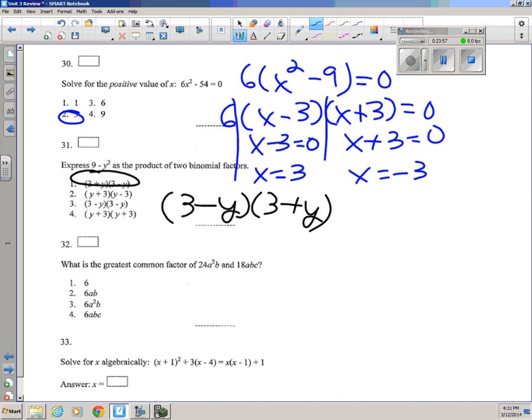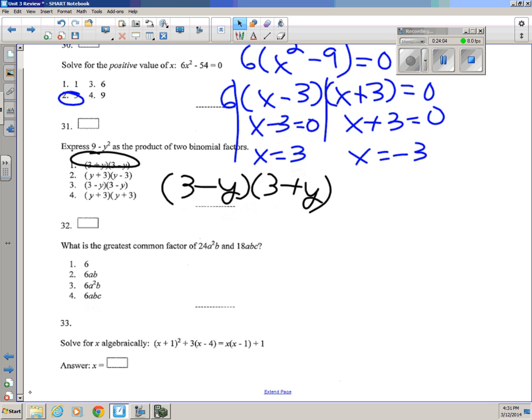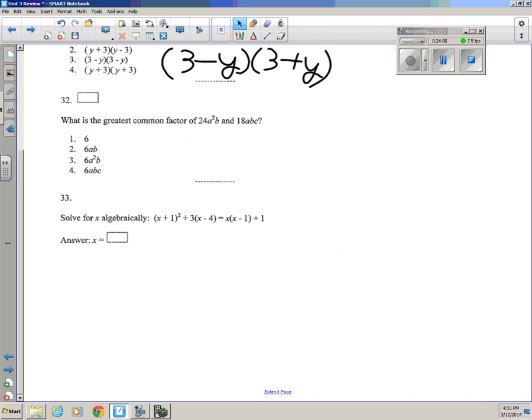Choice 1. What's the greatest common factor? Well, what number divides evenly into both? 6. But is it more than just 6? And it sure is. We've got some variables here. So 6 divides into all of them. They all share 1a. They all share 1b. C's they don't share. We're looking for common factor, not least common denominator. 6ab, choice 2.